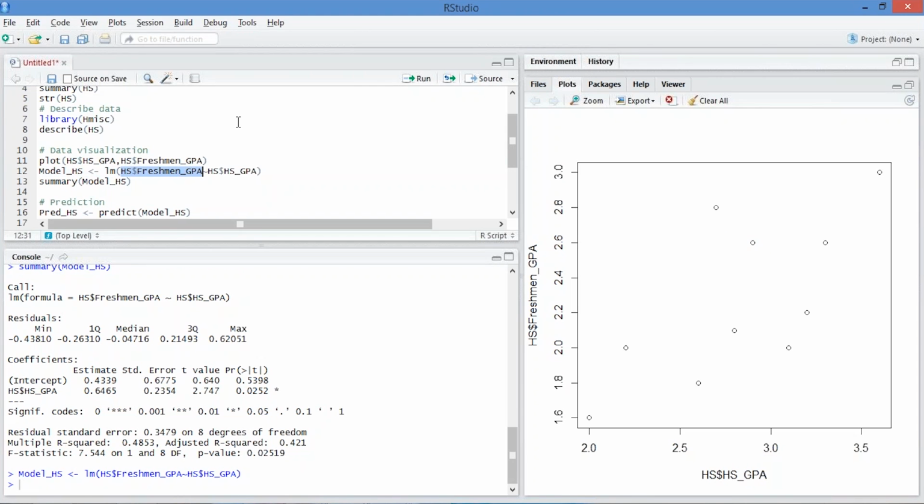And what are the independent variables? Anything that follows the tilde symbol, right? Whatever follows the tilde operator are the independent variables here. There is only one independent variable here, the high school GPA, but I can have a bunch of them grouped. If I have 4 or 5 of them, I can always include them.